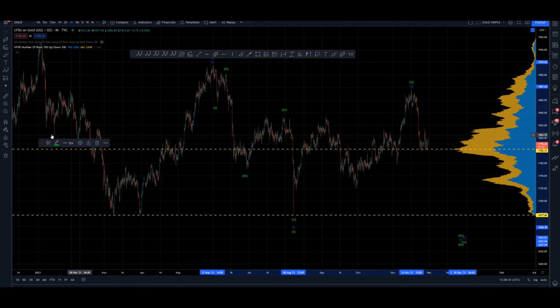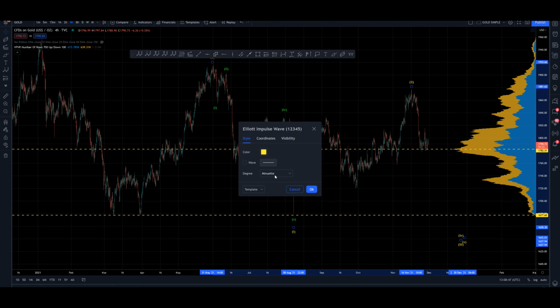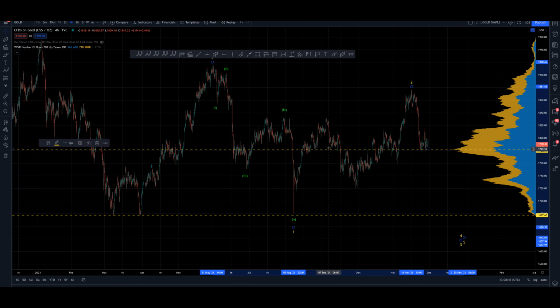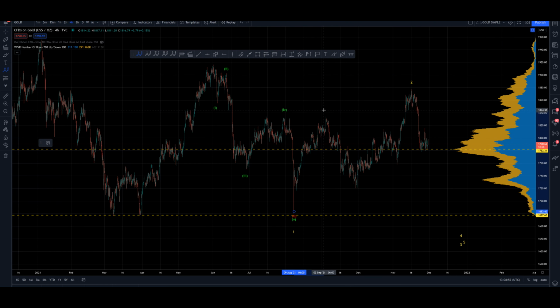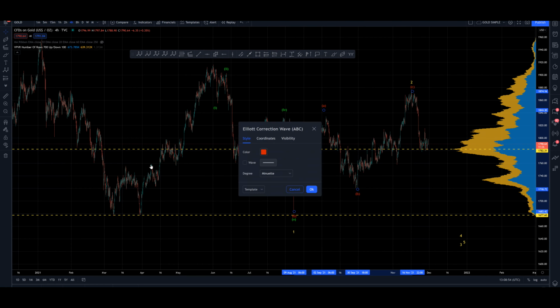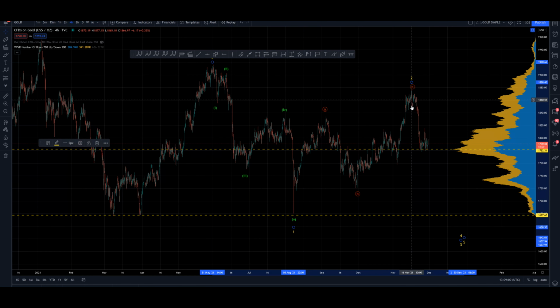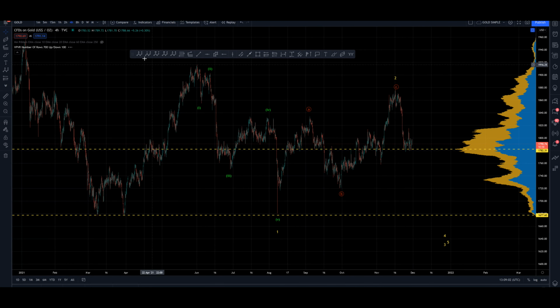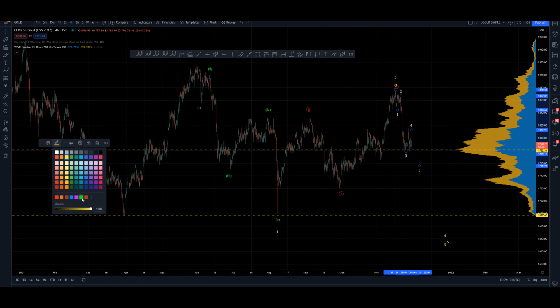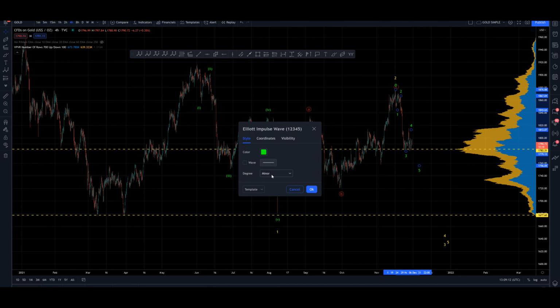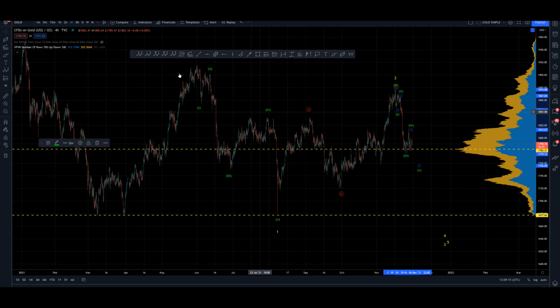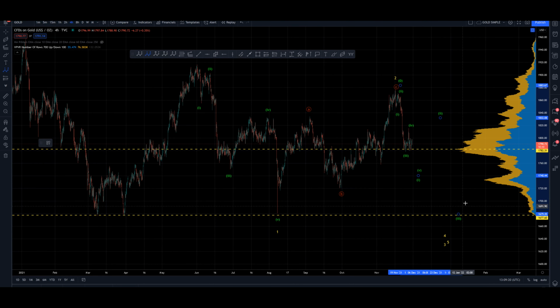Now we're working on a 3. So this would be at minor degree, and then this would be at A, B, C minute degree, like so. And now we're going 1, 2, 3, 4, 5 into a 1. So 1, 2, 3, 4, 5, probably around where we were looking in the bullish count. This will be in minuette, which will give us a minute 1, and then a 2, 3, 4, 5.